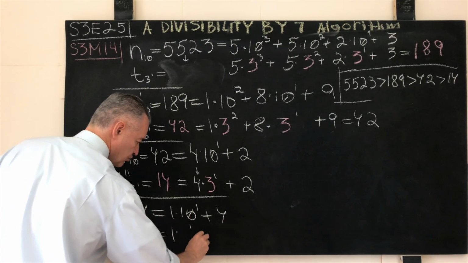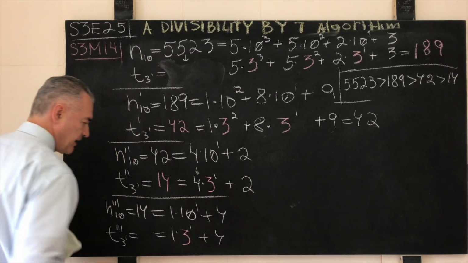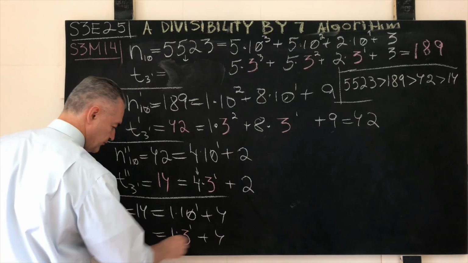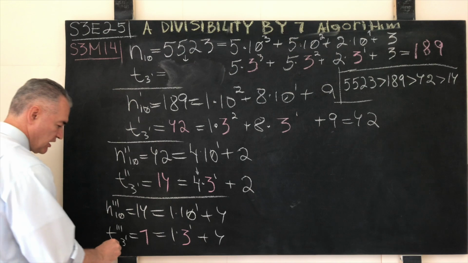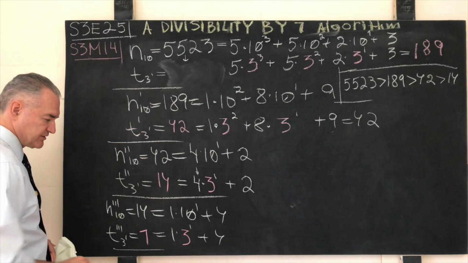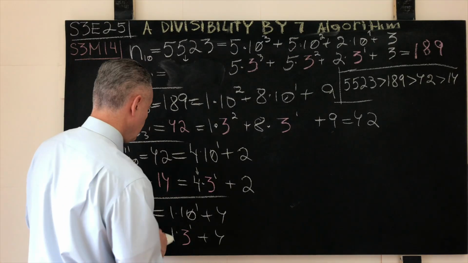1 times something to the first plus 4. This is again base 3, the pseudo base 3. 1 times 3 to the first, 3, plus 4 is 7. Look at this. At the end of our reductive process, there sits the number 7. So the question is, what was it?